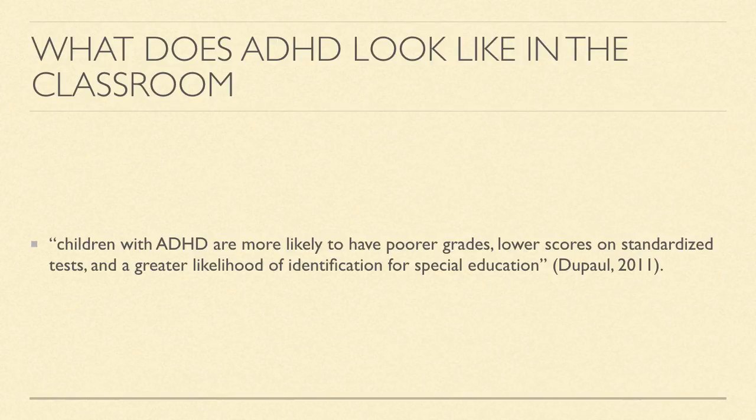Students with ADHD often lose things, they're often forgetful. Additionally, they avoid tasks that require sustained cognitive activity. They are also often seen interrupting and talking excessively. A lot of the children move around a lot, simply due to restlessness and things of that nature. And as a result of these symptoms, children with ADHD are more likely to have poorer grades, lower scores on standardized tests, and a greater likelihood of identification for special education.